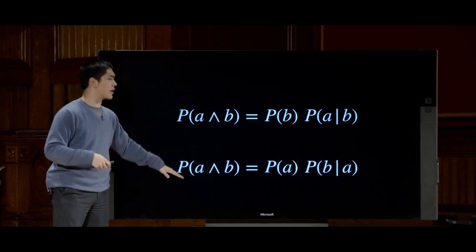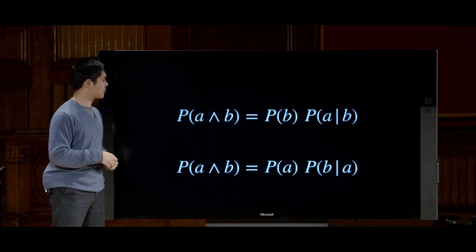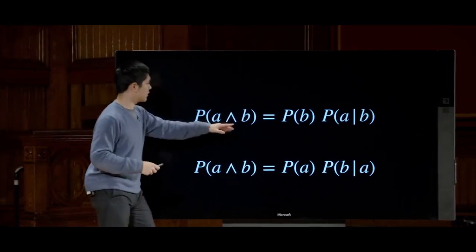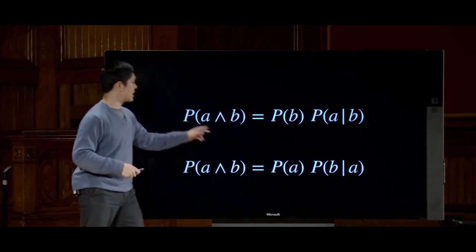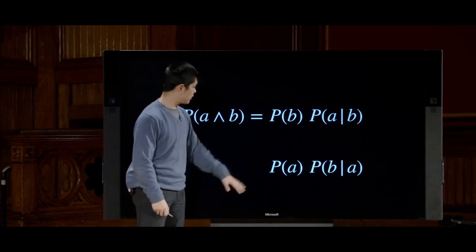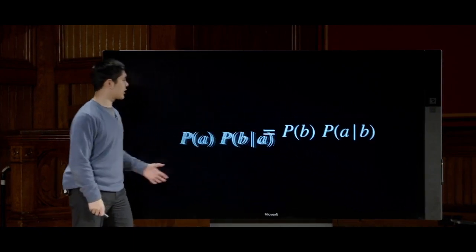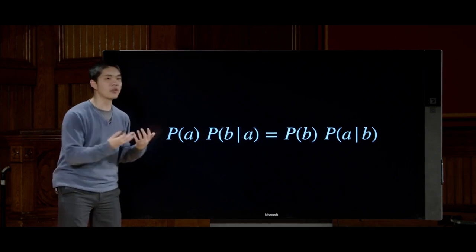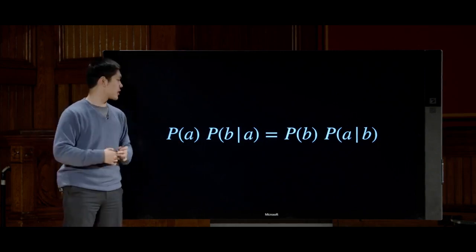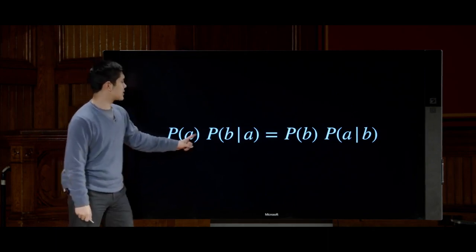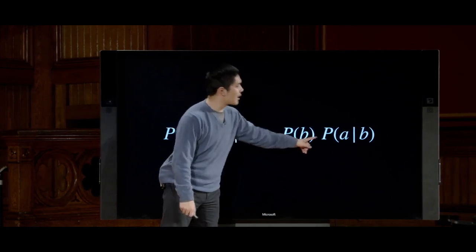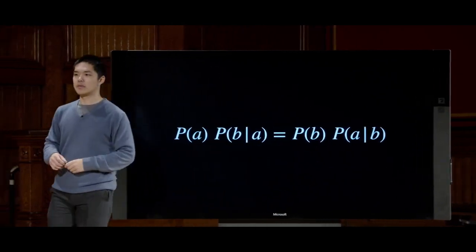So we know that these two equations are already true. We've seen that already. And now let's just do a little bit of algebraic manipulation of this stuff. Both of these expressions on the right-hand side are equal to the probability of A and B. So what I can do is take these two expressions and set them equal to each other. If they're both equal to the probability of A and B, then they both must be equal to each other. So the probability of A times the probability of B given A is equal to the probability of B times the probability of A given B.